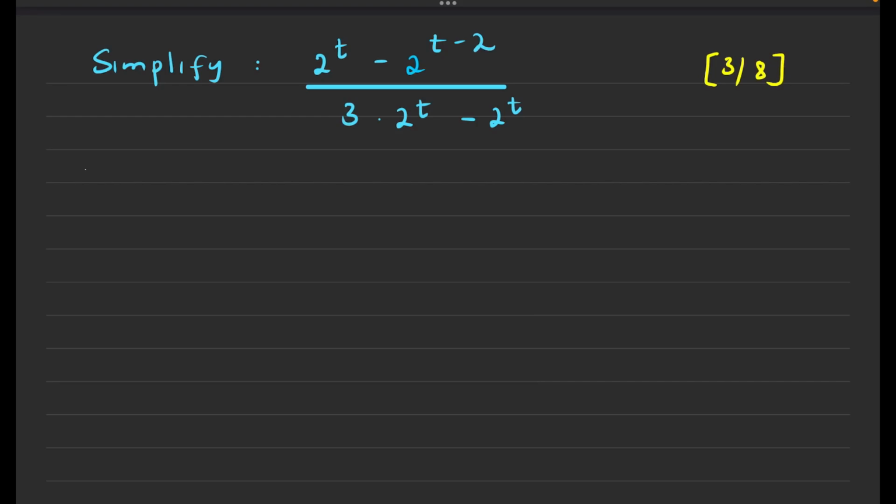Simplify 2 to the t minus 2 to the t minus 2, all divided by 3 times 2 to the t minus 2 to the t. Okay, so just tackle this at home and see if you're going to get 3 divided by 8. You know what I'm saying?